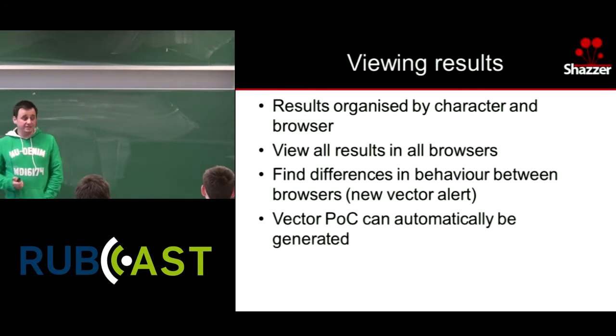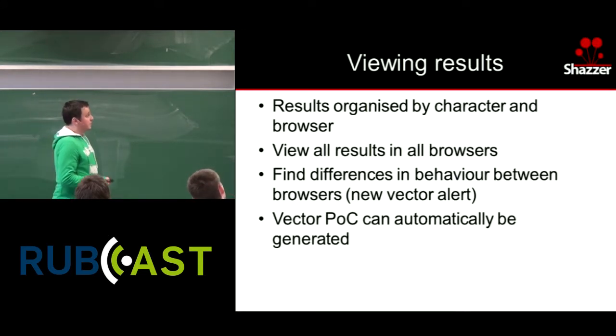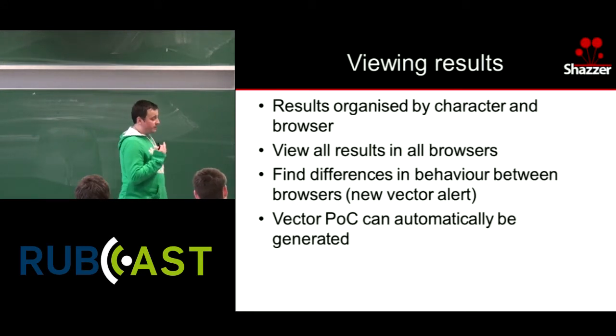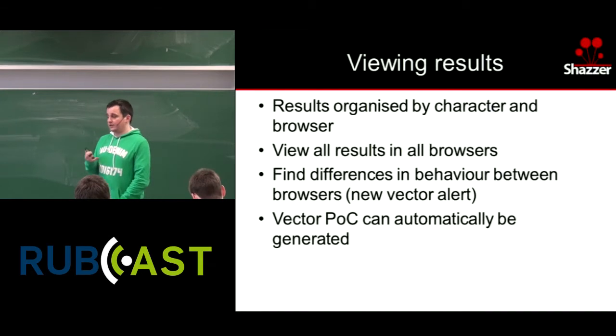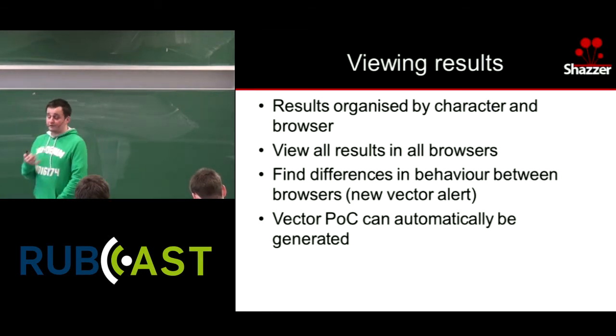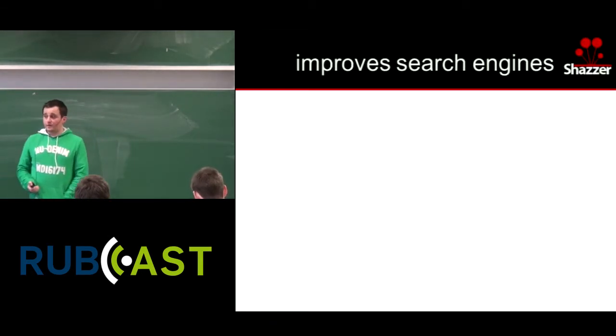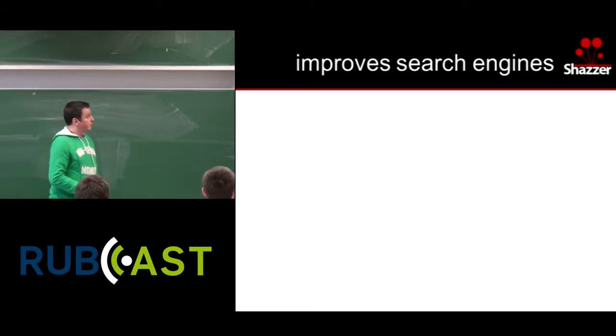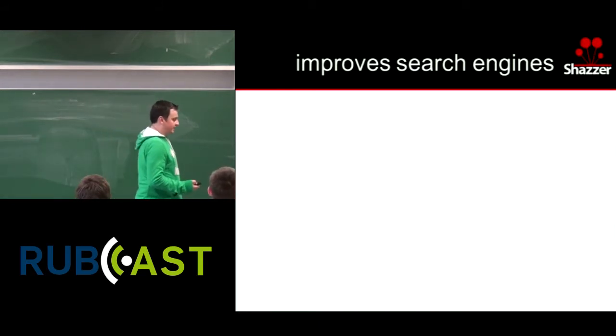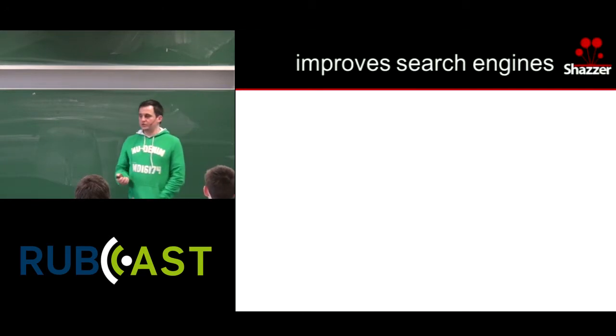So we can automatically generate the POC, the proof of concept. The actual vector itself is reused and then generated, and then you can just verify that it works. We can improve Google. We can make fuzzing answer questions on Google.